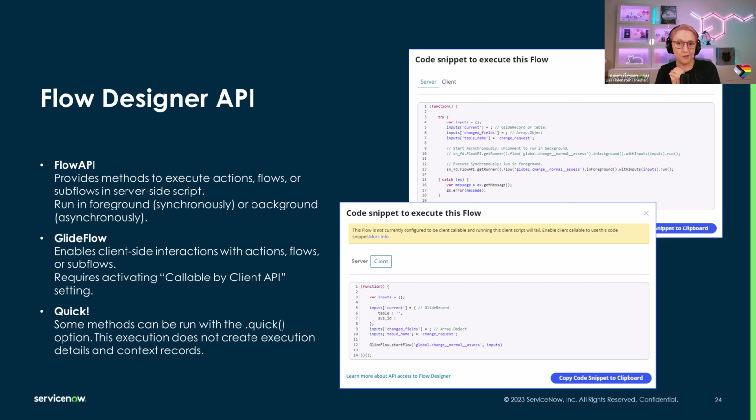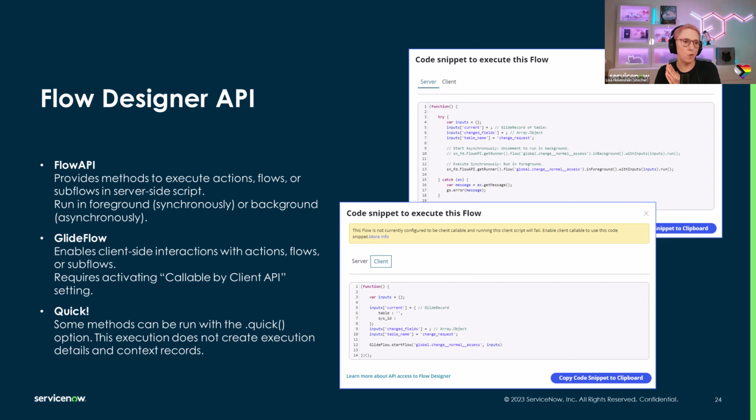So since Flow Designer is currently only available asynchronously or in the after context, this means that if you do want to run some logic in the before context, before a database interaction, you would still need to use a business rule, and you could use the quick method to do that with Flow Designer.